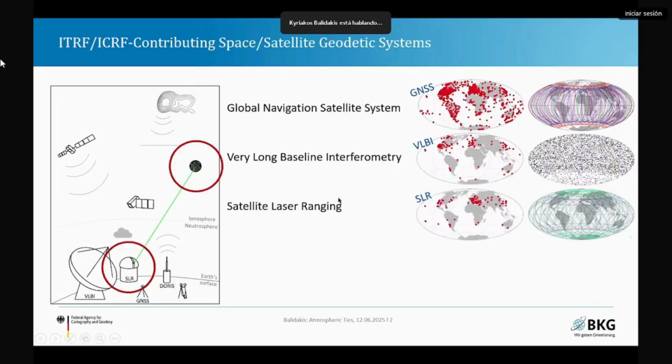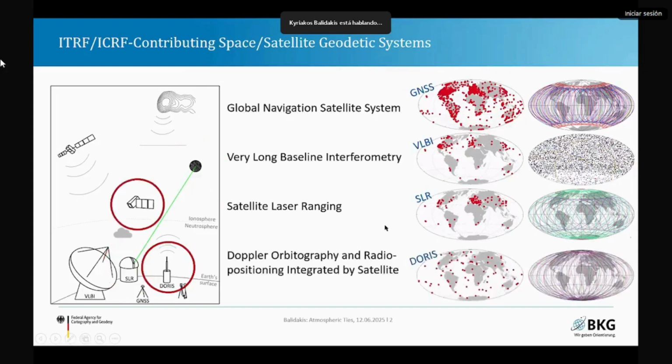Then we have satellite laser ranging. Unlike GNSS and VLBI, this is an optical technique that operates mainly at 532 nanometers. There are about 35 stations. Here I plot the tracks of about 9 spherical satellites. And last but not least, we have the DORIS system. It's French. There's an excellent ground network, again around 50, 60 stations. And here you see the tracks of the satellites that are tracked by the DORIS system.